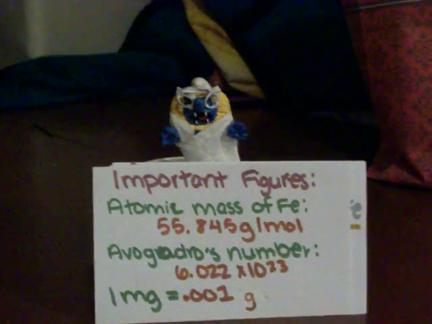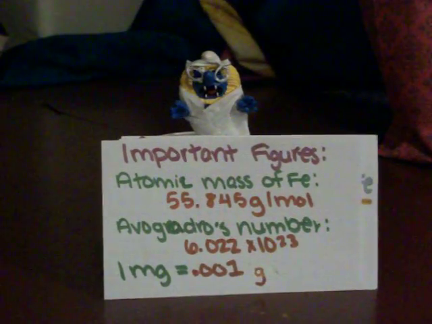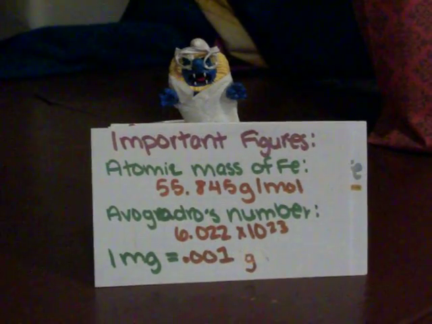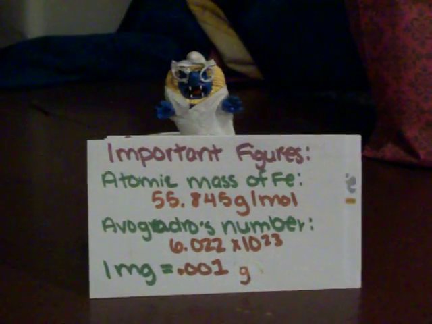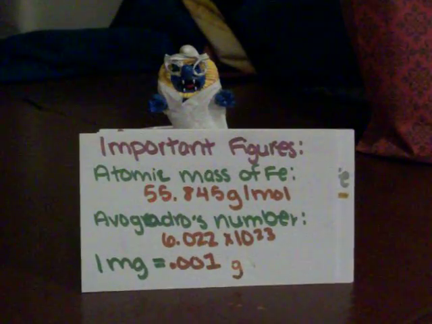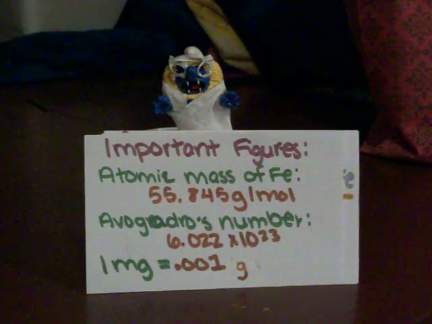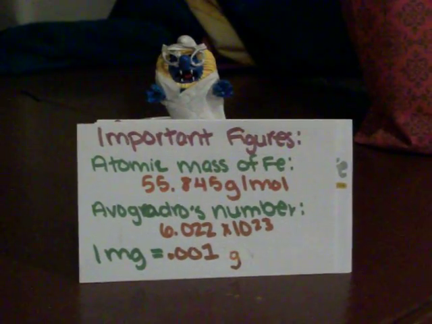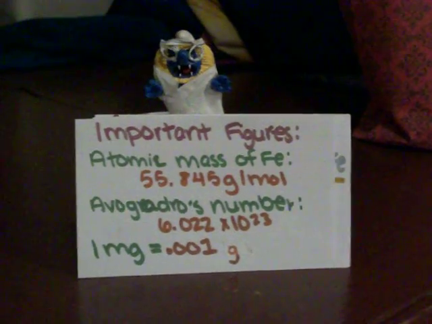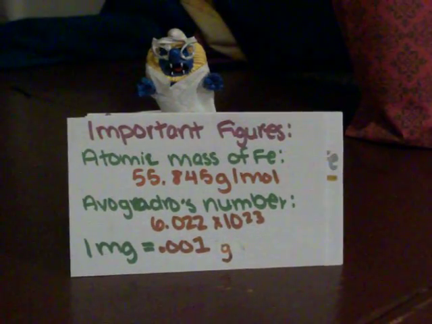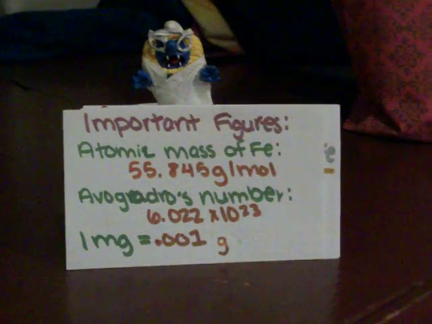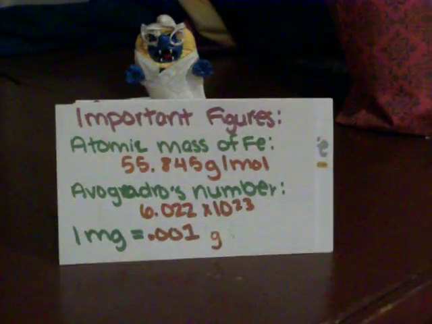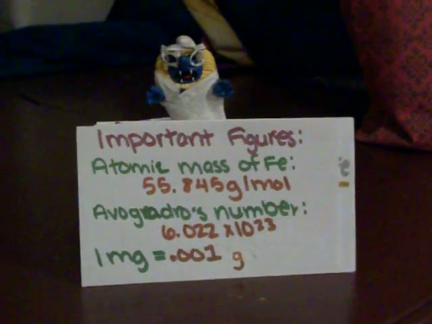Some important figures before we begin our equations is that the atomic mass of iron is 55.845 grams per mole, and I'd just like to make a side note that that mole is not the mole that is a small cute ground animal. It is the mole that is scientific, just so you are not confused. Another important figure is Avogadro's number, which is 6.022 times 10 to the 23rd. And finally, 1 milligram is equal to 0.001 grams. Next slide, please.